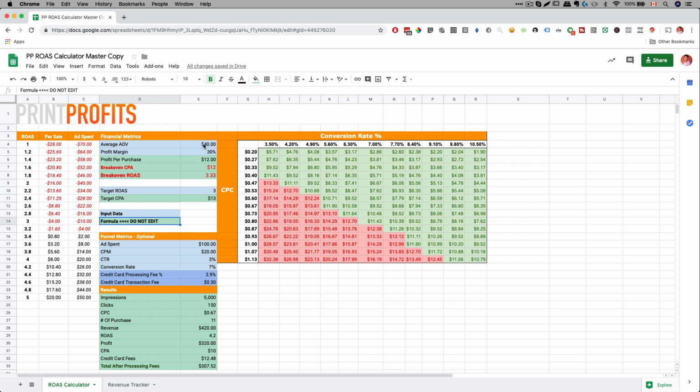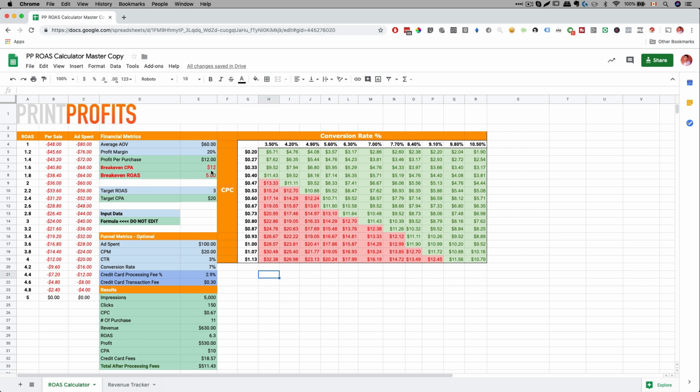For average order value, let's say we have an average order value of $60. If you want to do it per product, you can as well. Just play around with the calculator. But let's say our AOV is $60 and our profit margin is 20%. That gives us a $12 profit per purchase, and that means our break-even CPA is $12 as well. So we can spend up to $12 and we will still be breaking even.